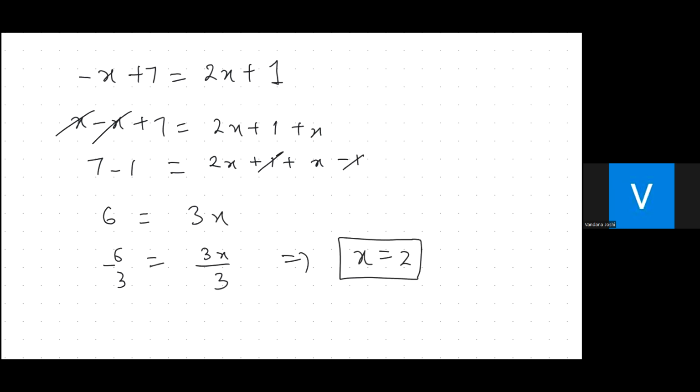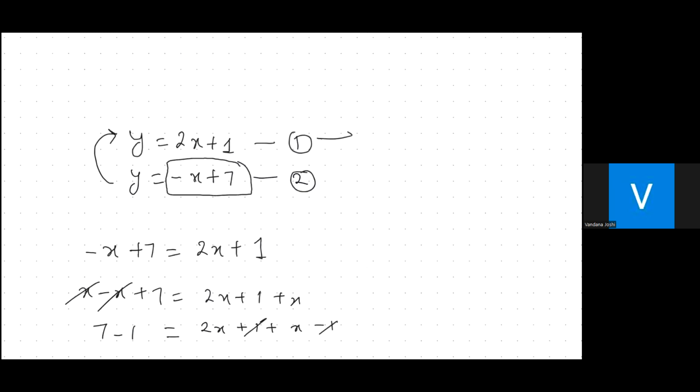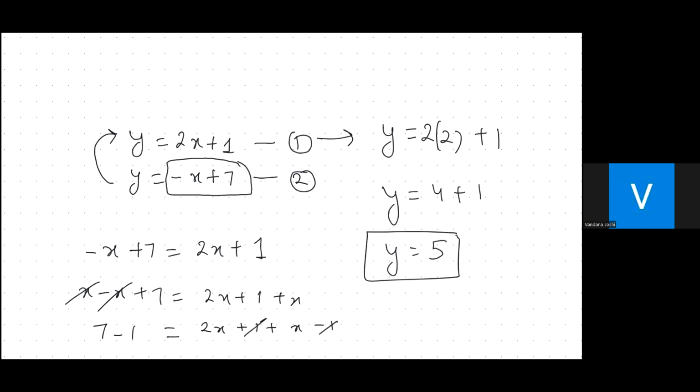Again, now you can put this value of x in any of the equations and you'll get the value of y. So let's try plugging it into the first equation now. So I have y equals 2 times 2 plus 1. So I have y equals 4 plus 1 and y equals 5. This is how you do the substitution and elimination methods.